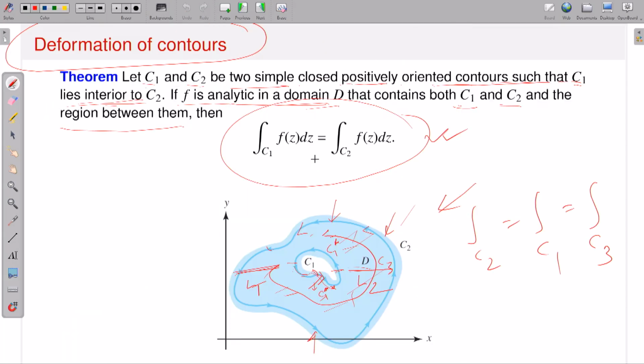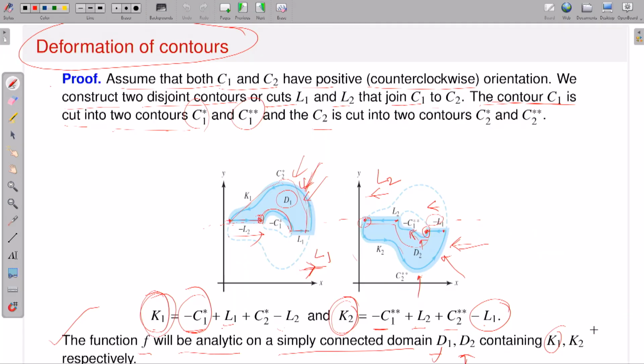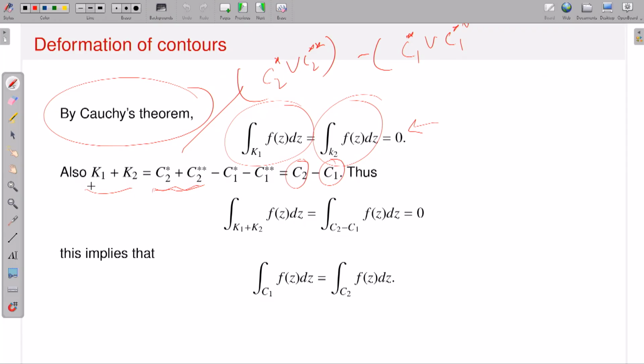Again, if you go back to the picture, it will be clear. For example, this portion is C1 star, this is C1 double star, and the union gives you the full C1. Similarly, this upper portion is C2 star and the lower one is C2 double star. So C1 star union C1 double star is C1, and C2 star union C2 double star is exactly equal to C2. So it turns out that K1 plus K2 is exactly equal to C2 minus C1.